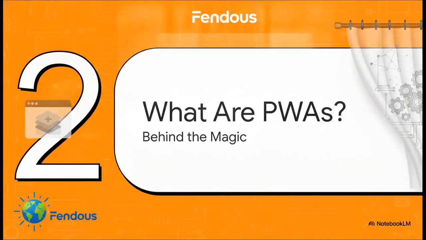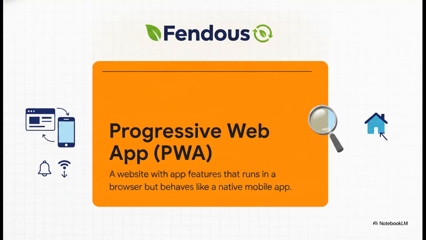Moving on to Section 2, what are PWAs, the technology behind the magic? So what exactly is a progressive web app? Think of it as the ultimate best of both worlds scenario. It's essentially a website enhanced with app-like features. It runs in a regular browser, but behaves exactly like a native mobile app. You get offline access and home screen installation, all without ever stepping foot inside an app store.